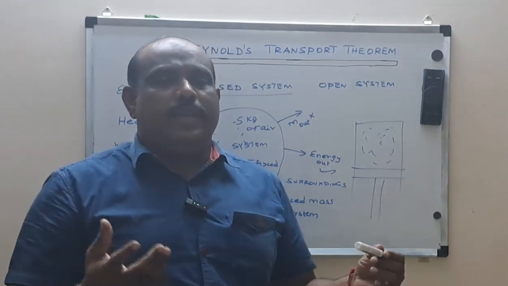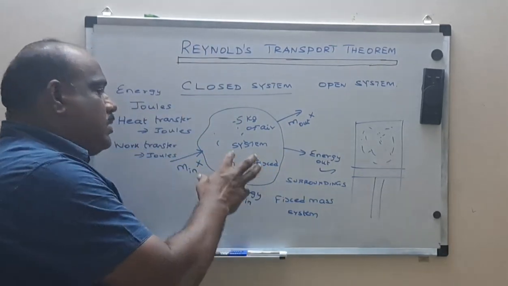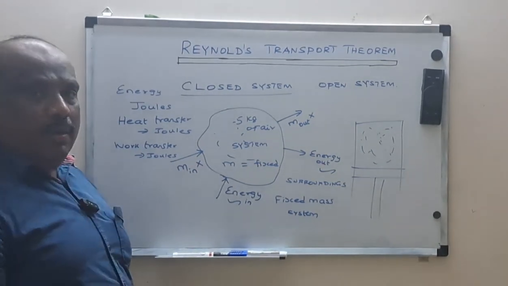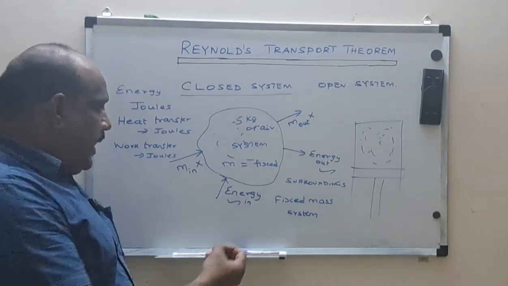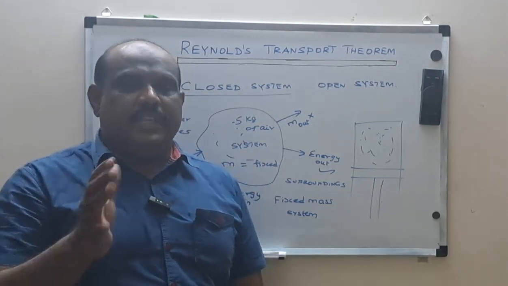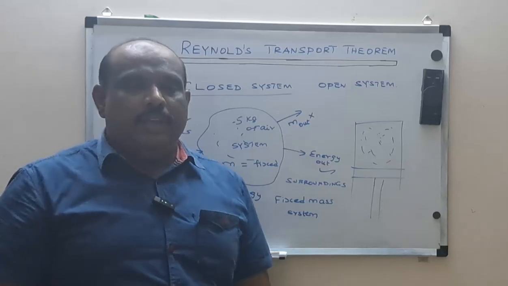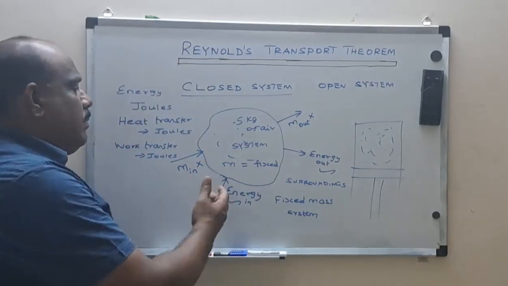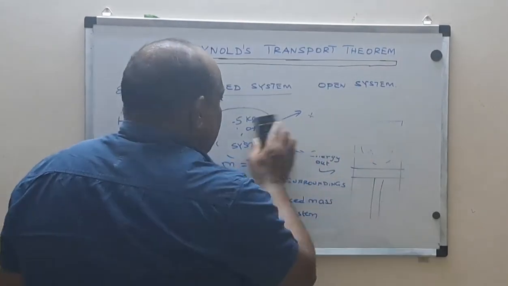System is nothing but where you want to concentrate. So a closed system is nothing but a system of fixed mass. The mass remains constant, and the same mass always remains. The mass will not vary. The same mass, the same molecules will be there within the system. That is nothing but a closed system.